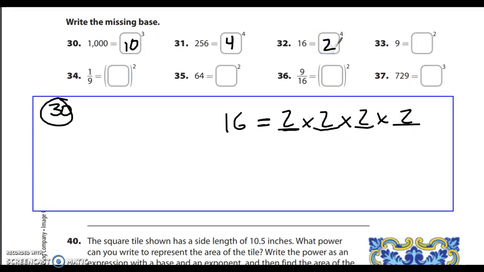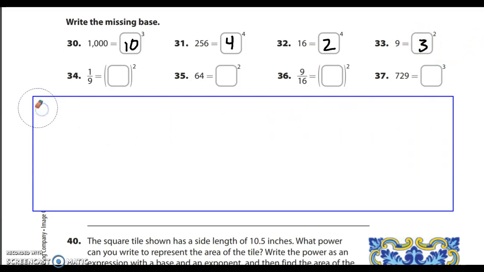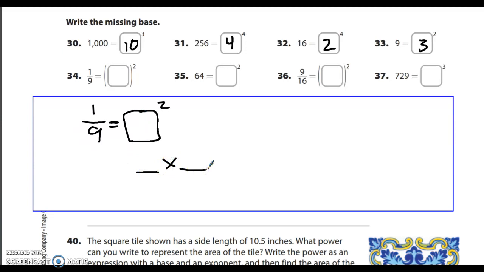Number 33, I hope you know, just because you know your facts, what times itself is equal to 9. It's 3. 3 squared is 9. And that same exact logic is going to help us with number 34. Number 34 is 1/9 is equal to something squared. Whatever this thing is right here needs to be multiplied by itself. And I think it's going to be 1/3, and here's why. What is 1 times 1? It's 1. What is 3 times 3? It's 9. So the base is 1/3. It goes right here.